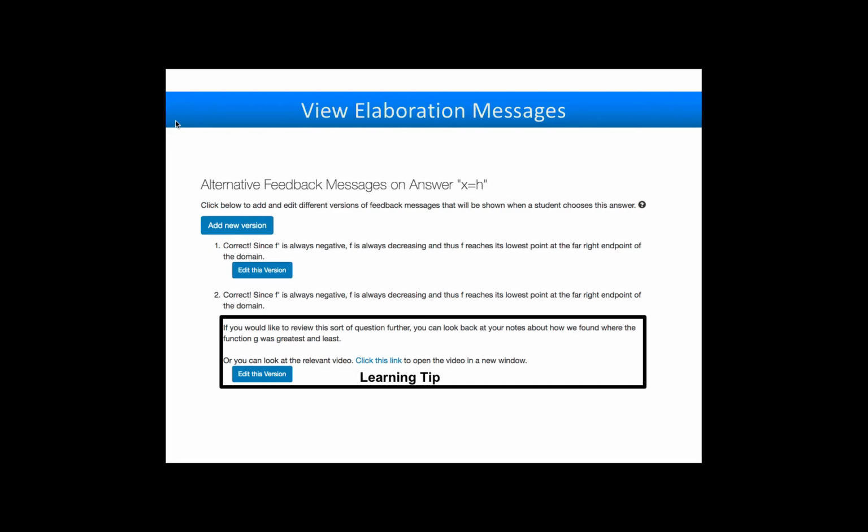In this setting, what the instructor did was take the original message and add a learning tip on. "If you want to review this kind of question further, look back at your notes about where we found where the function g was greatest and least, and also look at this relevant video." So they're now testing whether adding this learning tip would be something that students would find helpful.